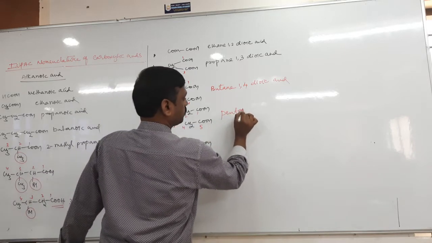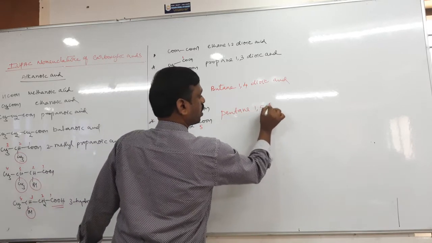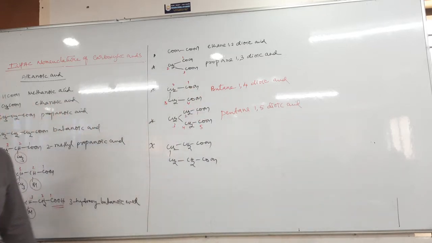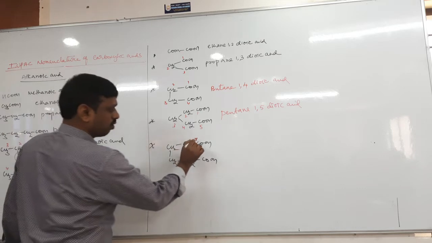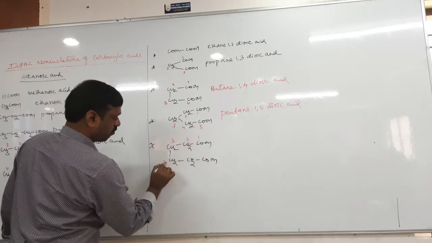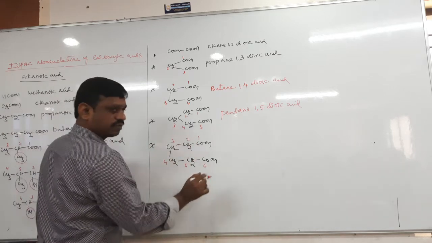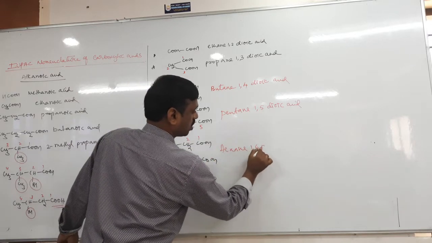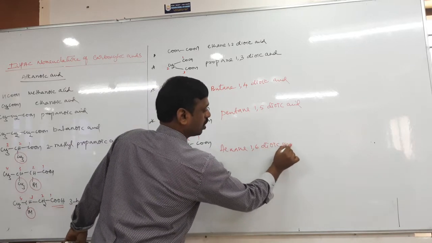Pentane 1,5 dioic acid. Next 1, 2, 3, 4, 5, 6. It is hexane 1,6 dioic acid.